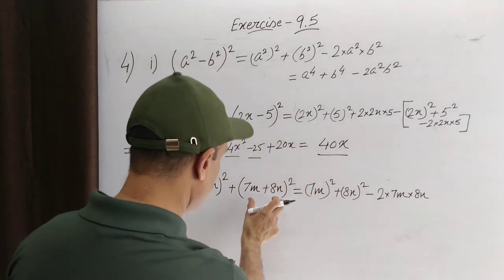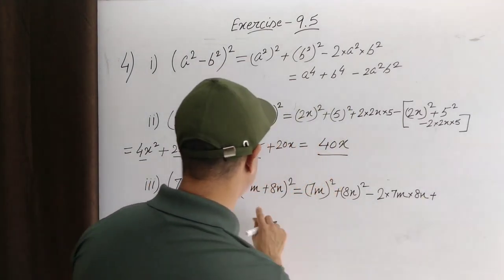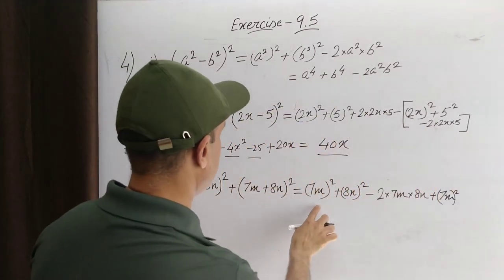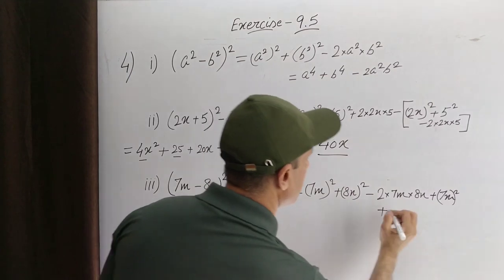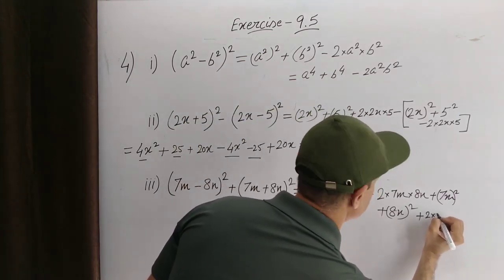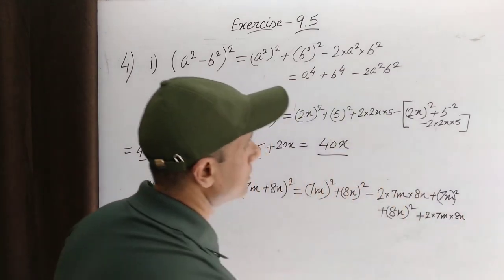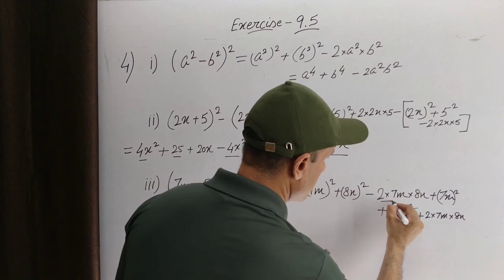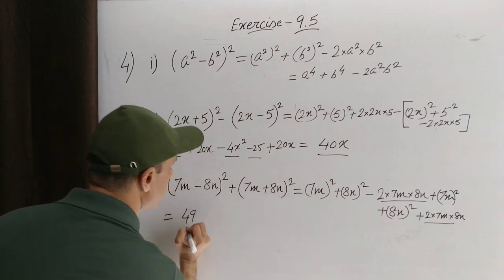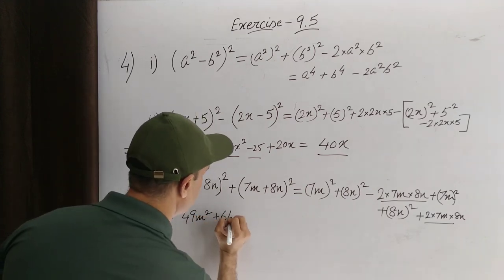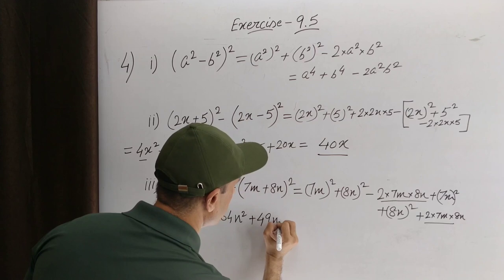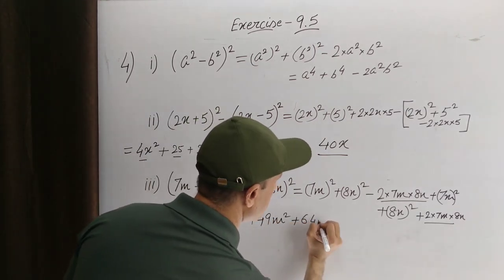And we have another expression. In this case, we have plus 7m square, and a plus 8n square, and a plus 2 into 7m into 8n. Now we have this as minus, and this is plus, so this is going to be 0. So we get the result as 7m, that is 49m square plus 64n square, this is 0, plus 49m square plus 64n square.